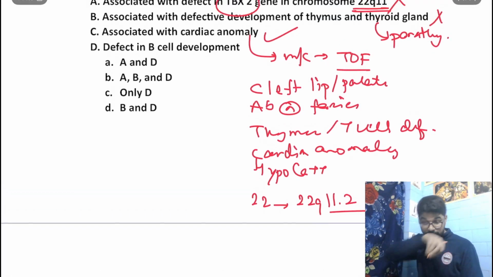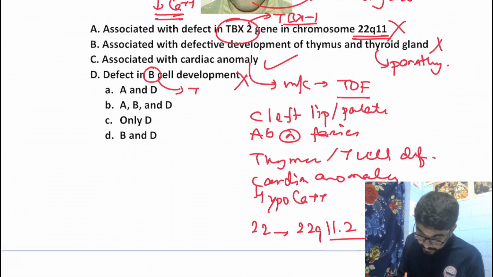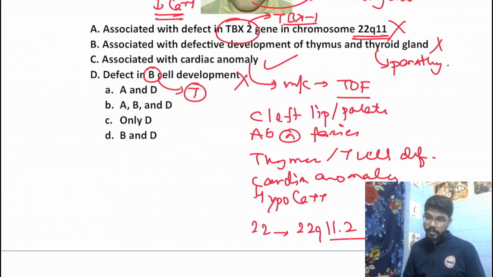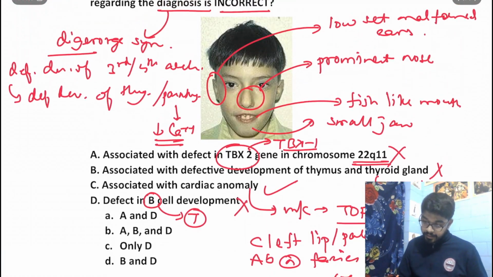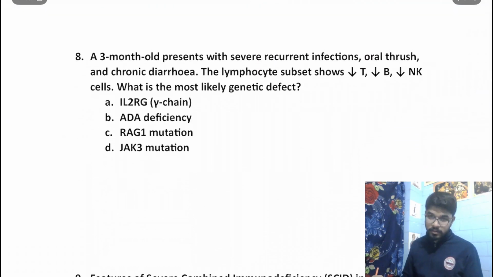Okay. And the final option, defect in B cell development, that's a false statement. There is defect in T cell development. Okay. So which of the following are incorrect, right? So A, B and D. Yes, B should be our answer. Okay. Moving on to the next question.